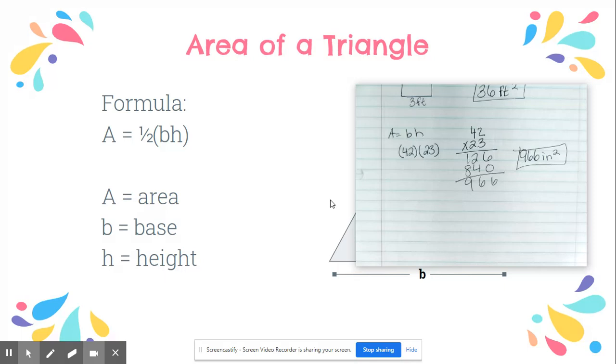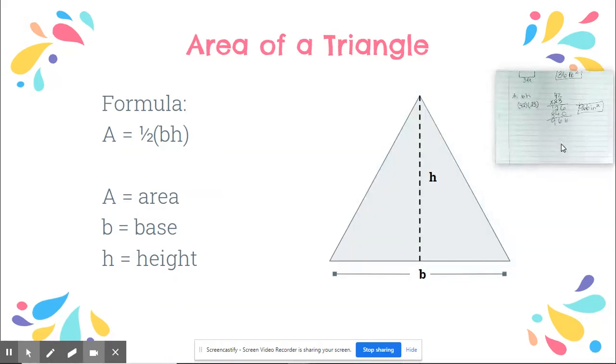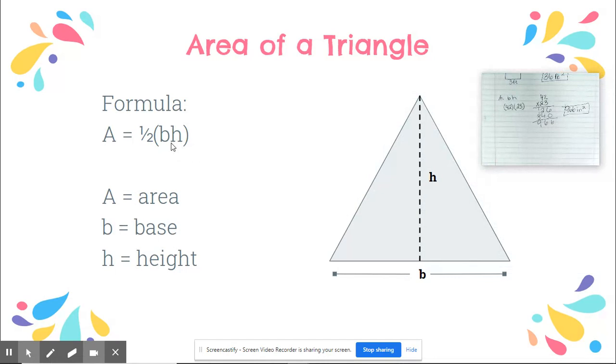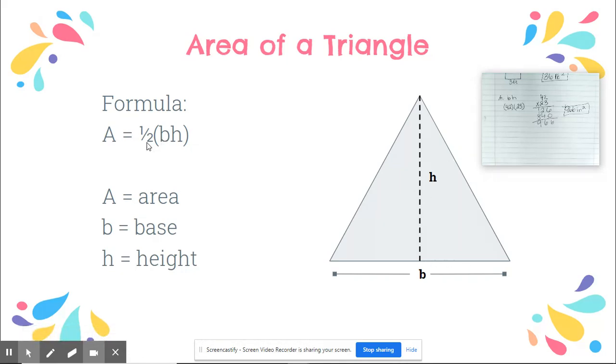Okay? So for triangles, it's a little bit more tricky. Let me minimize this so you can see. We're still doing base times height. This means the base of the triangle, so the bottom of the triangle, and then the height of the triangle, so how much this one side is times how tall it is. And then you have to take 1/2 of it. So it's just like a rectangle, but then we want to take half of it.